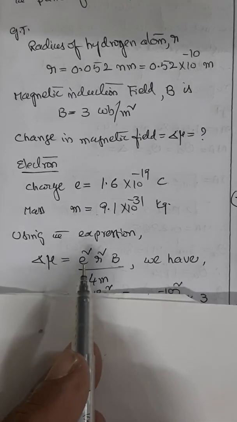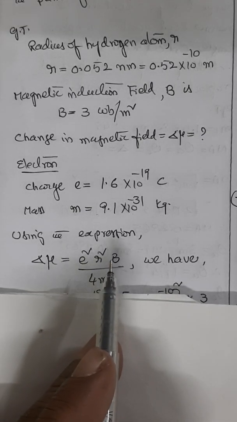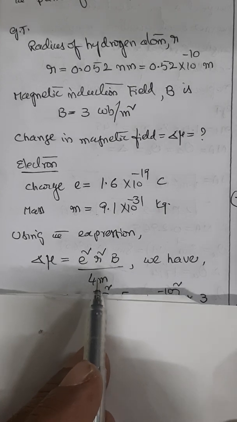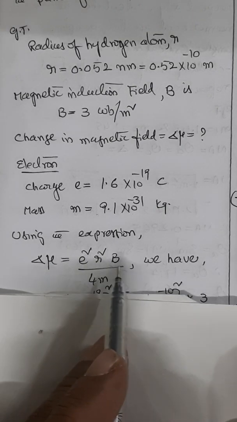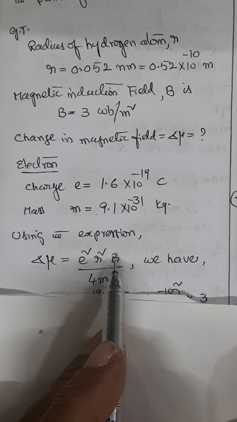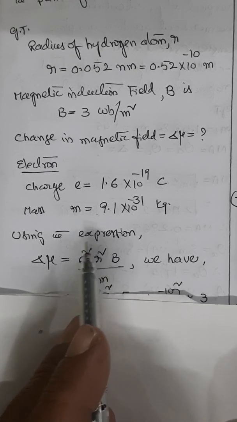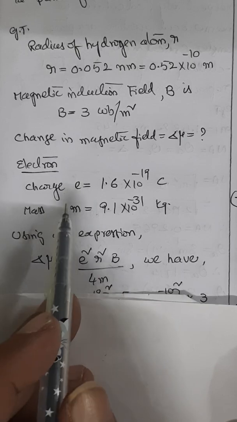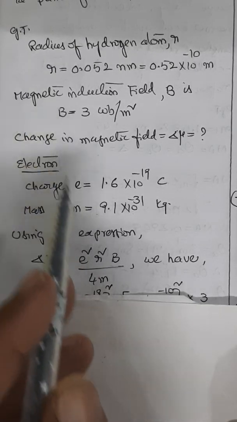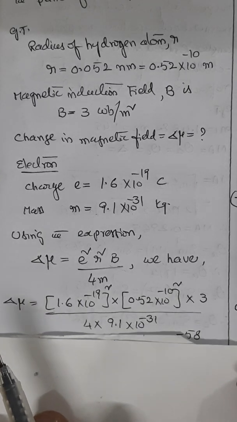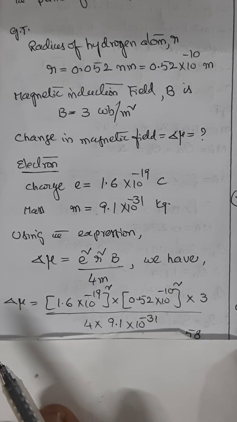Delta mu is equal to e squared r squared B by 4m, where e is the charge of an electron, r is the radius, B is the magnetic induction field, and m is the mass. So the e value, m value, r value, and B value are all there. Therefore, substitute all of them. So you will get like this.